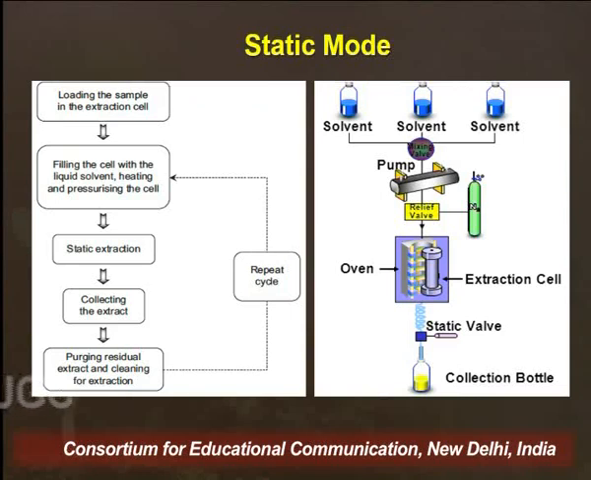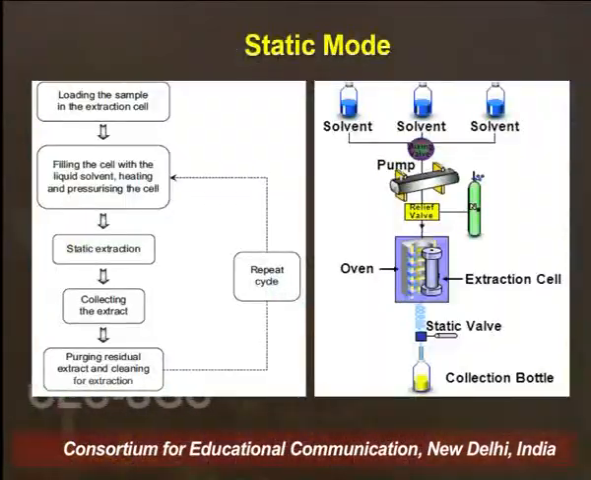Once the collection of the extract occurs, again the purge valve is opened, which allows the nitrogen gas at specified pressure to enter into the extraction cell, thereby causing washing or purging of the extraction cell to remove the remnants of the solvent. Again, those remnants are mixed with the main extract in the collection bottle, and then the extract is subjected to the post extraction steps, like if drying is required, we dry the extract under vacuum, or we can subject that extract to the analytical process.